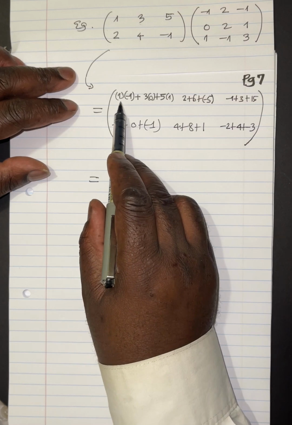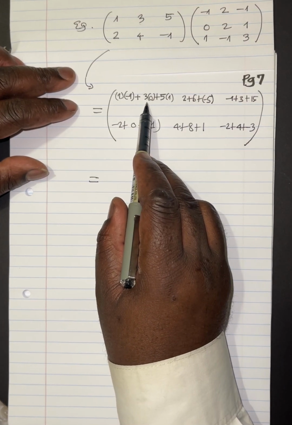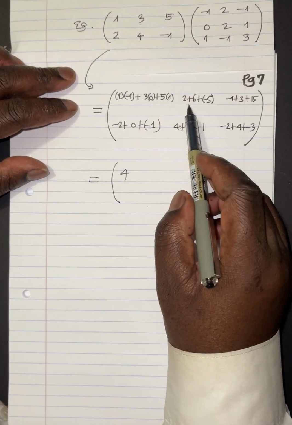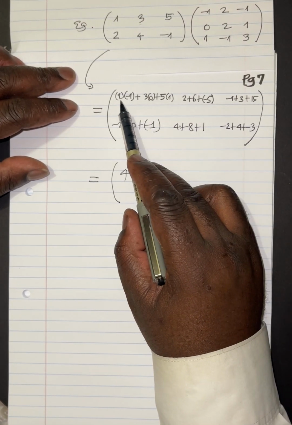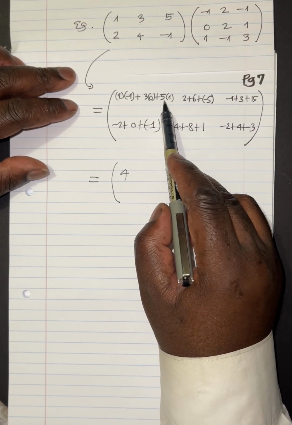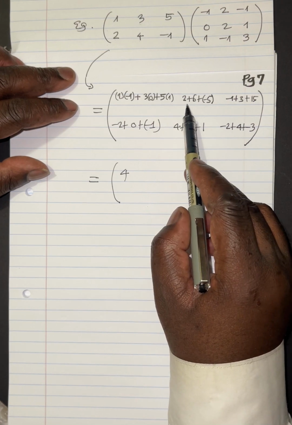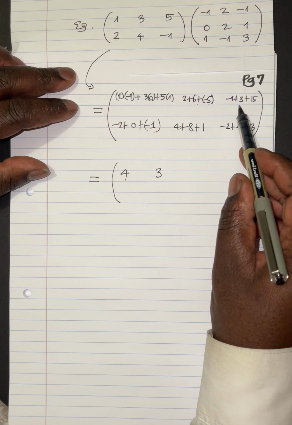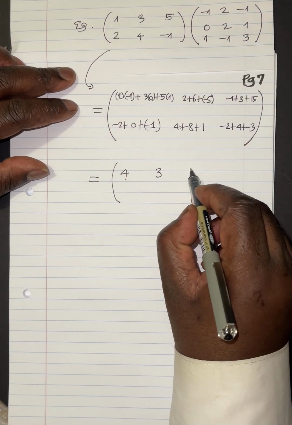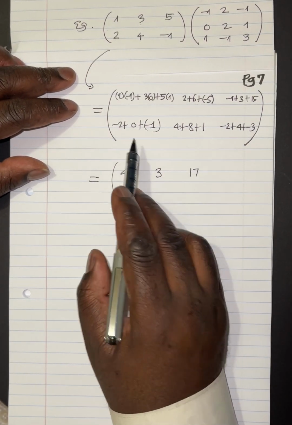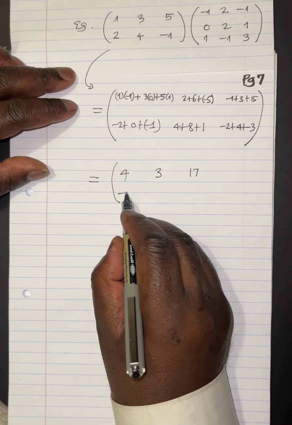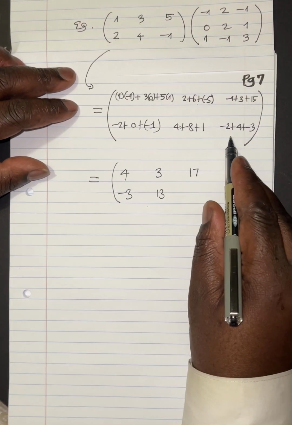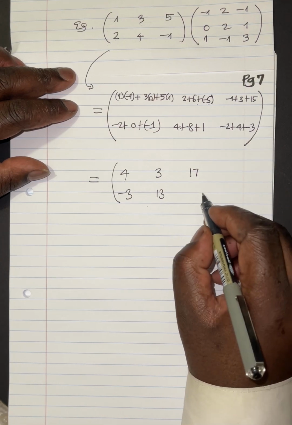So that will be -1 plus 0 is -1 plus 5, that's 4. And then here we have, that's 8 minus 5, that's 3. And that's 2 plus 15, that's 17. Coming down here, -1 minus 2, that's -3. And this is 12, 13. And finally, that's 2 plus 3, and that's 5.